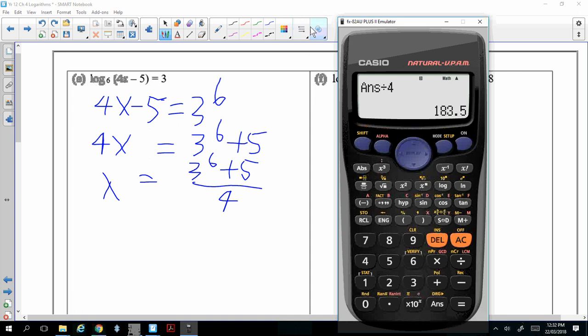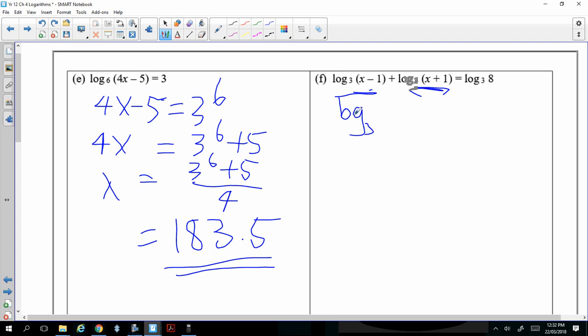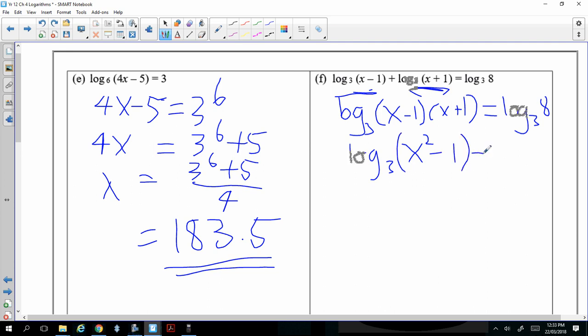Same thing for the next one. Have a try. Combine the two logs first. Alright, so if you combine, what do we get? So we get log base 3, x minus 1, x plus 1. And there's a fast way of expanding. You get the difference of 2 squares, right? And once they match, you can make them equal. So x squared minus 1 equal to 8, which is x squared equal to 9.